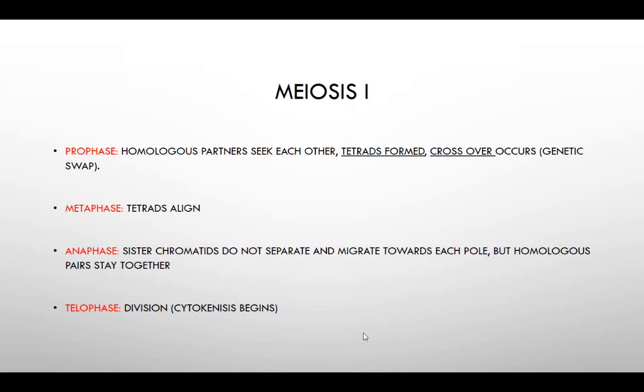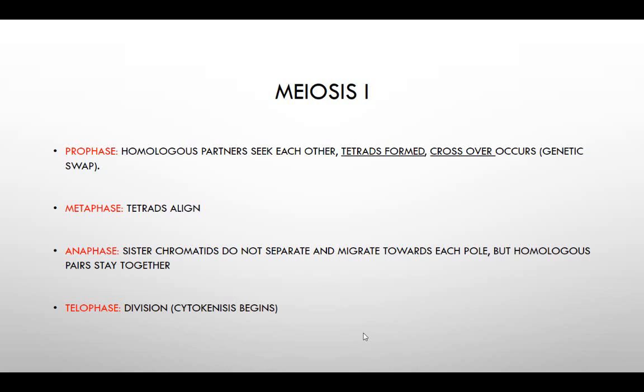Okay, so with meiosis 1 here, here are the phases, and here are some important things that are happening in each phase. We have prophase, and we'll look at this in a picture as well in just a moment. Let me just read this for you. Prophase, the homologous partners seek each other. So homologous means the same DNA strands will seek each other out, and then what happens is they get these tetrads that are formed, and basically they link together, and I'll show you that.